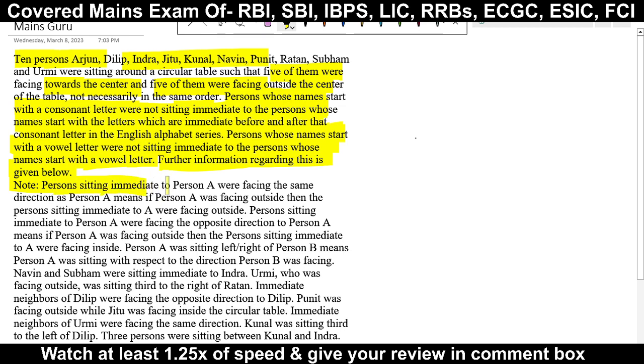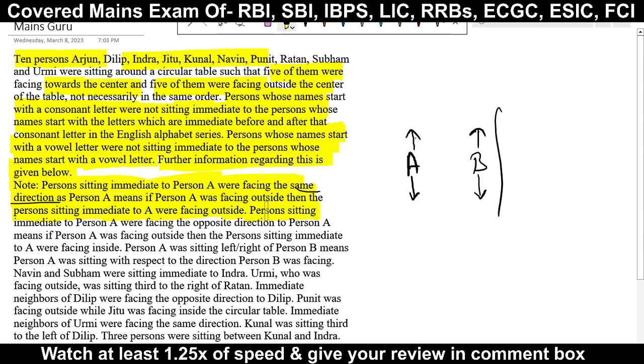Note: the person sitting immediate to person A was facing the same direction as person A. If person A was facing outside, then the persons sitting immediate to A were facing outside. It means if there are two persons like A and B, and one person is facing outside, then the other will also face outside. And opposite to this, if the person is facing inside, then the other will also face inside. Similarly, this condition will apply here for inside and outside both.